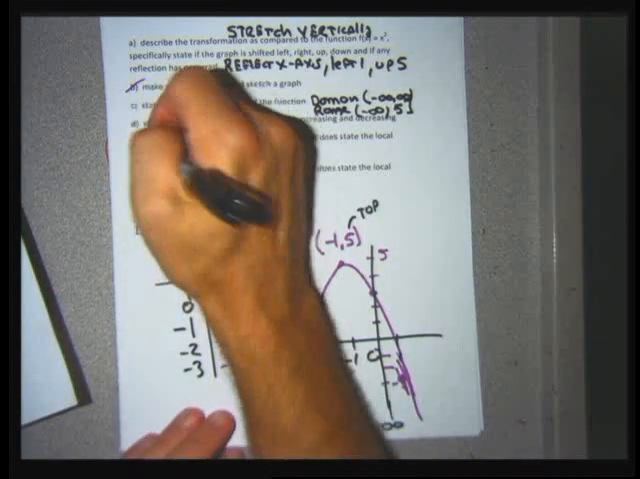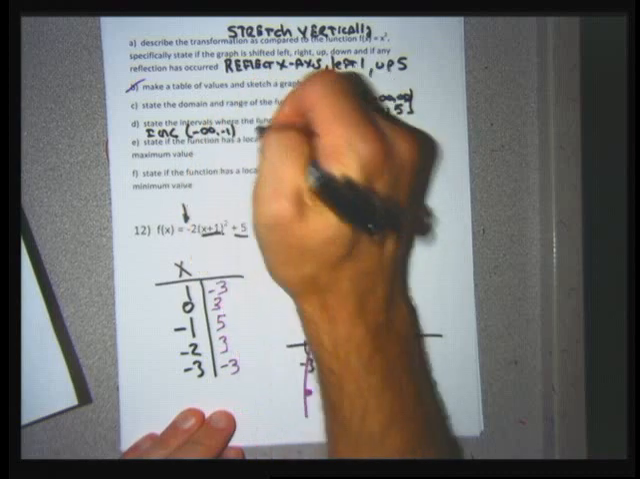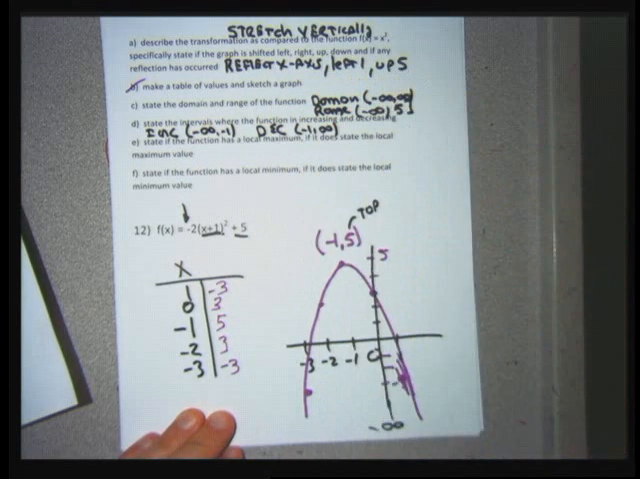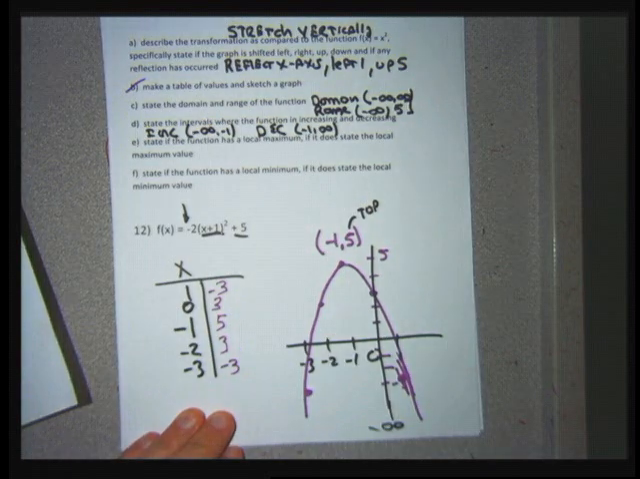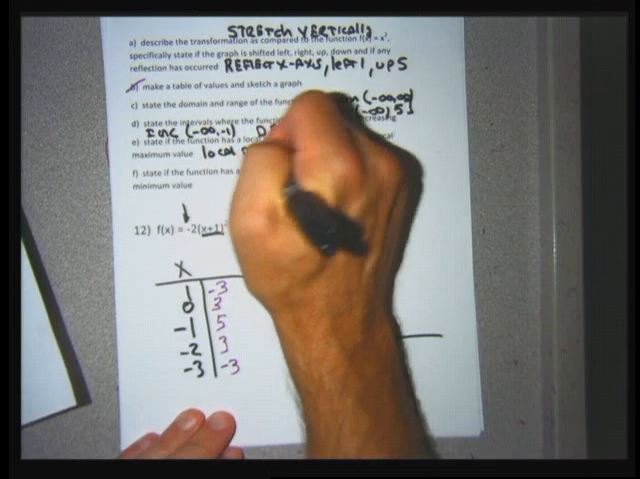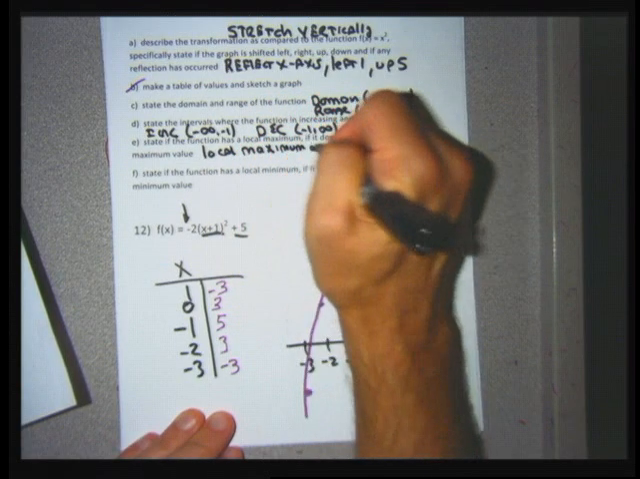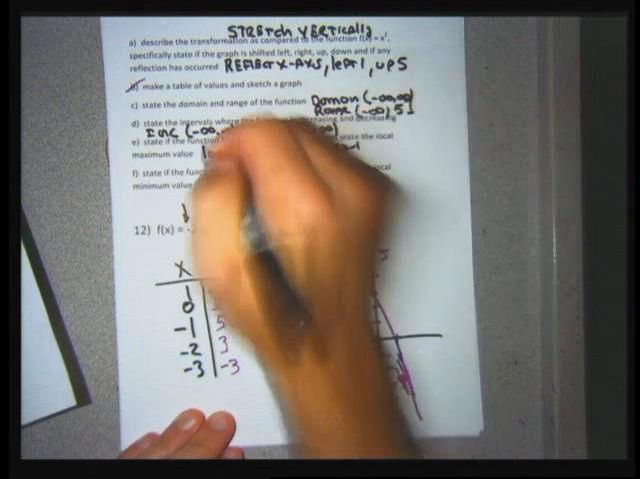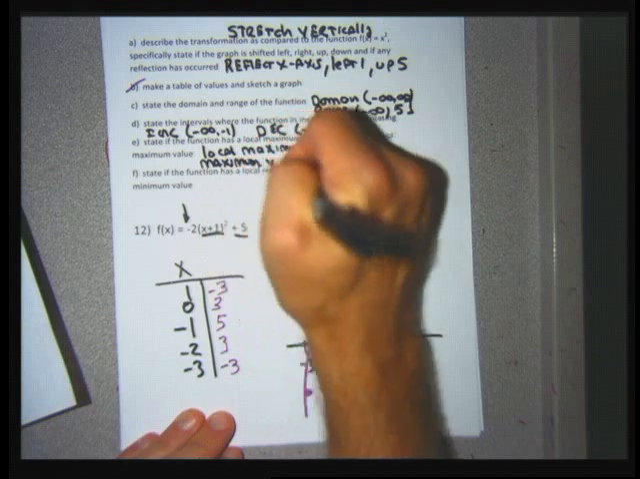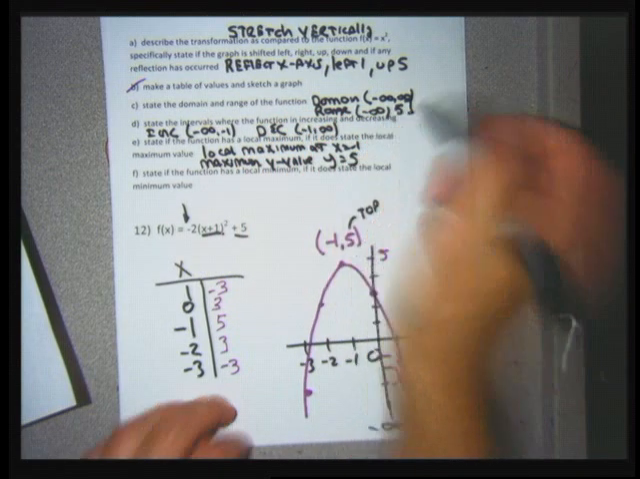So increasing negative infinity to negative 1, decreasing negative 1 to infinity. It does have a maximum value. It has a local maximum at x equal negative 1, and we'll say the maximum y value is y equal to 5.